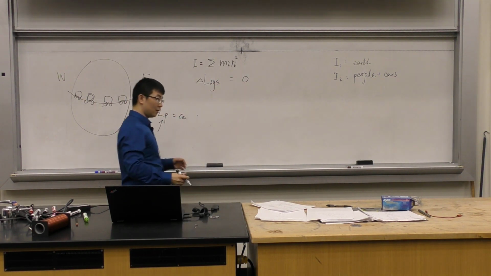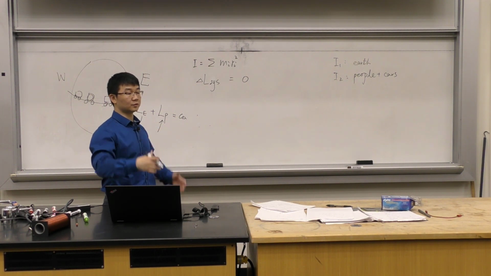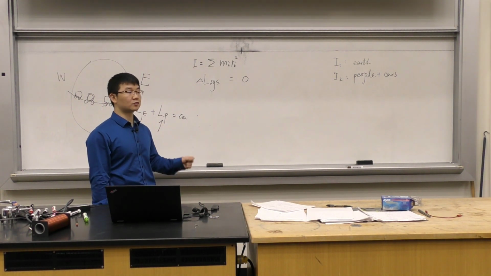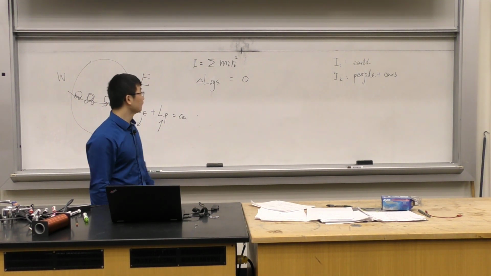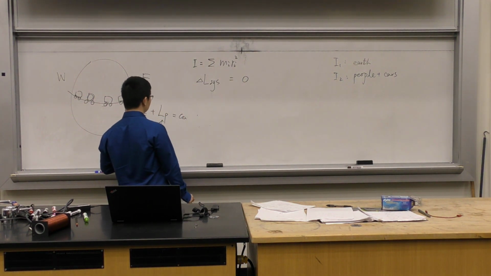And then again, there's nothing from the outside spinning the Earth, okay? So there's no torque from the outside. So the total angular momentum must be conserved. So the total momentum of the system is going to be conserved. So that means what I can do is this.